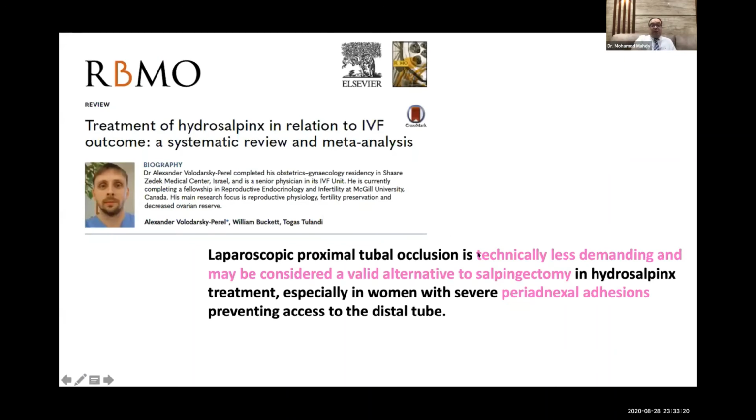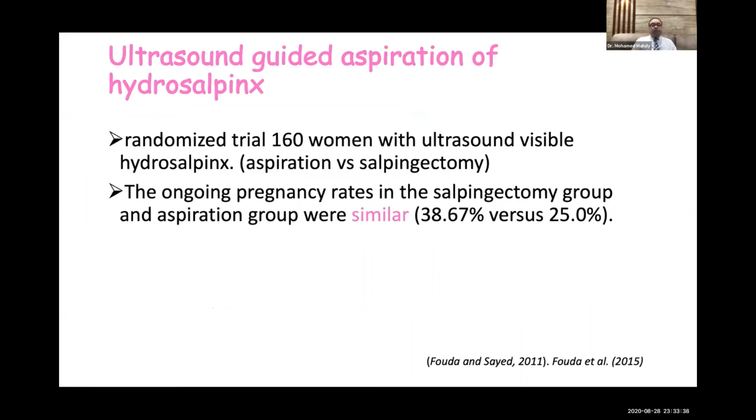It is technically less demanding, so it can be used in difficult cases. It may be considered a valid alternative to salpingectomy in hydrosalpinx treatment, especially in those with severe periadnexal adhesions, in order to decrease the morbidity for the patient. The third option is ultrasound-guided aspiration of hydrosalpinx fluid.